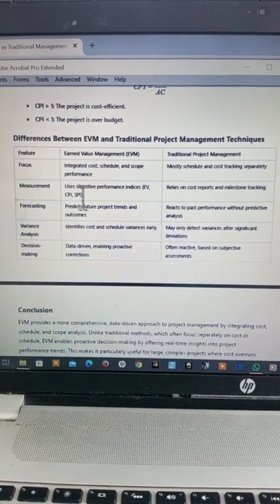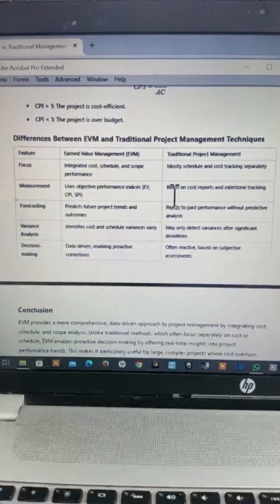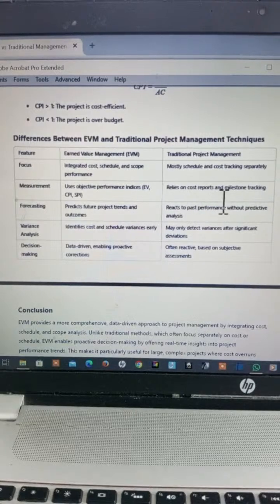In terms of measurement, earned value uses objective performance indices like EV, CPI, SPI, all those indices that we've talked about. But the traditional one relies only on cost reports and milestone tracking. It can be so boring, you understand? And anybody can just wake up and say something. But earned value is quite interesting.